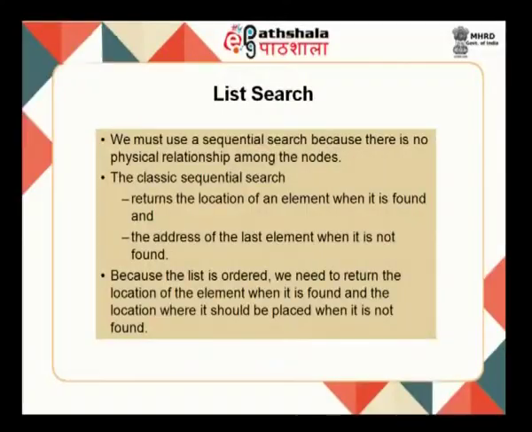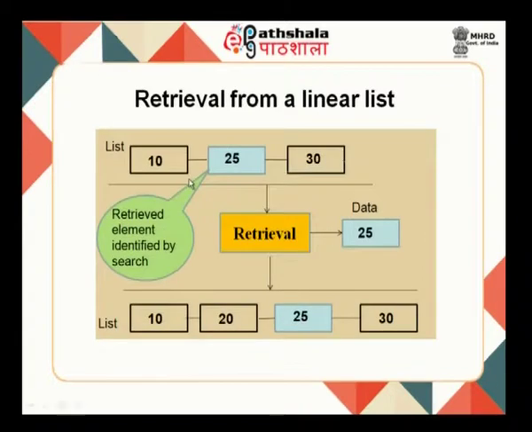So, basically in list search, it will find the location of the element, and if it is not found, it should be placed there, or it should say that it is not found. So, let us see how we can retrieve from a linear list. I have this, and now I want to retrieve this data.